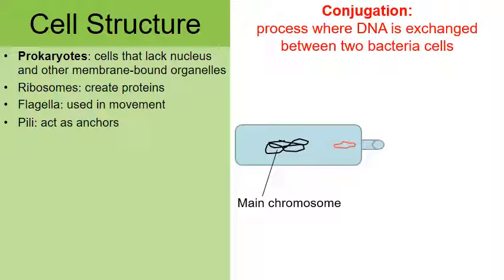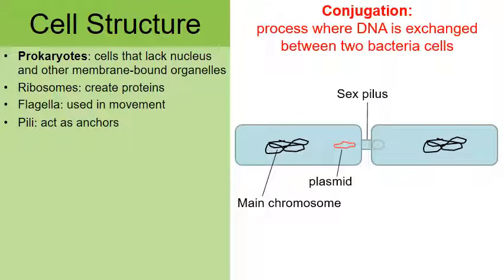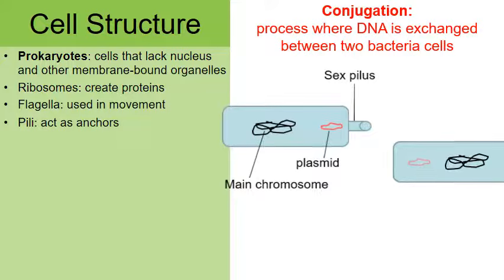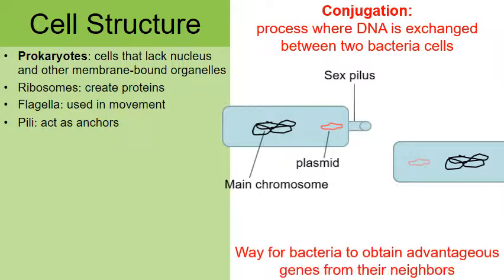Well, here's a bacteria, and in black is the main chromosome floating around in the nucleoid region. In red, there's the plasmid, and sticking out, there's what's called a sex pilus. Now watch what happens. Another bacteria cell will actually combine and join with the bacteria on the left. Watch the red plasmid. The plasmid is duplicated, and that plasmid will actually be transferred through the sex pilus into the neighbor on the right. And so when they disconnect, you can see that conjugation is a way for bacteria to obtain advantageous genes and segments of DNA from their neighbors that they can then use throughout the rest of their lives.